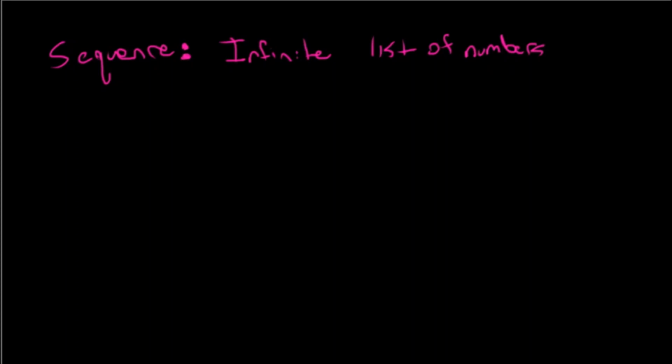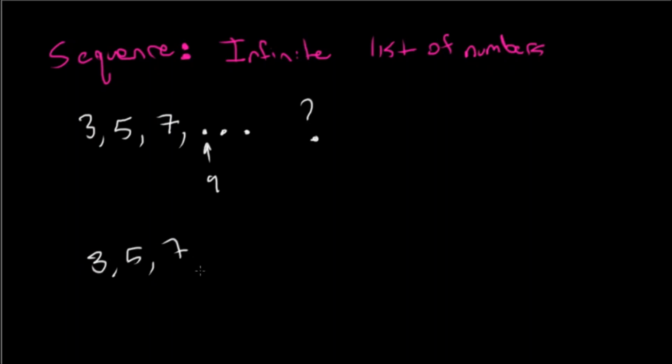All right, so let's motivate some concepts. Let me give you the beginning of a sequence: 3, 5, 7. All right, what is the next number in this sequence? If you said 9, you are wrong. The sequence I had in mind is 3, 5, 7, 11. The sequence of primes.